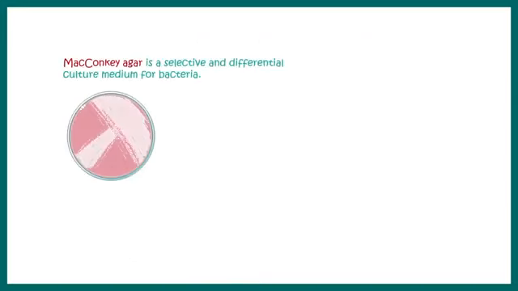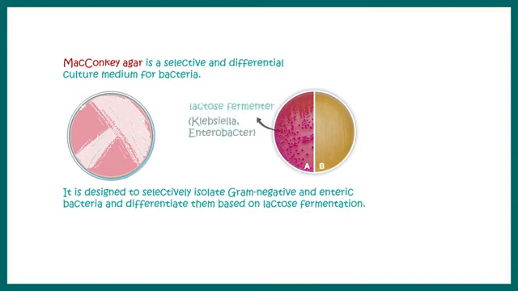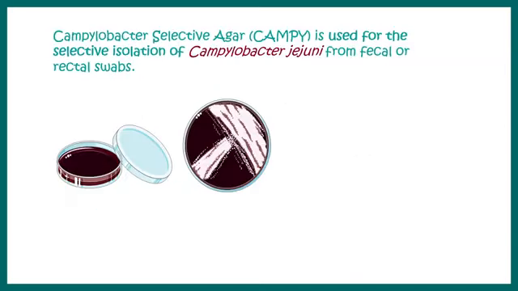More examples involve MacConkey agar, which is a selective as well as differential culture media. It is designed to isolate gram-negative and enteric bacteria and differentiate them based on lactose fermentation property. In a MacConkey agar, all the lactose fermenters would produce a pink colored colony, such as Klebsiella, Enterobacter, etc. Whereas the lactose non-fermenters such as Salmonella, Shigella would produce a yellow colony. So based on color, they can be differentiated.